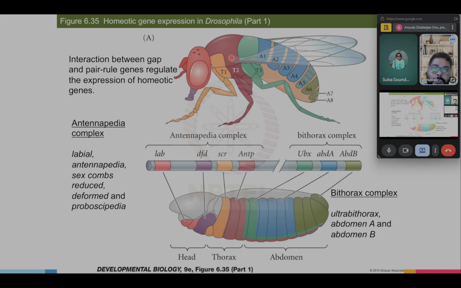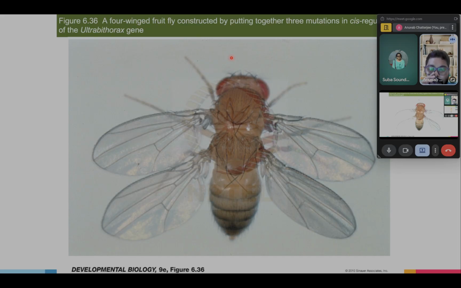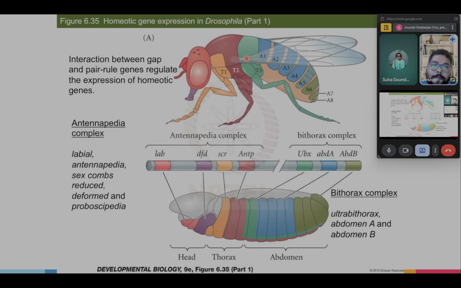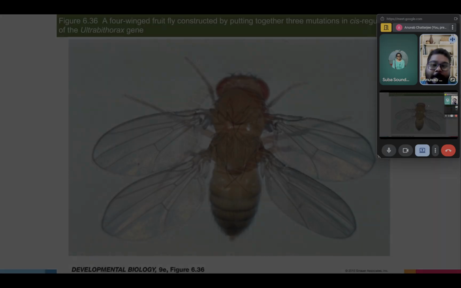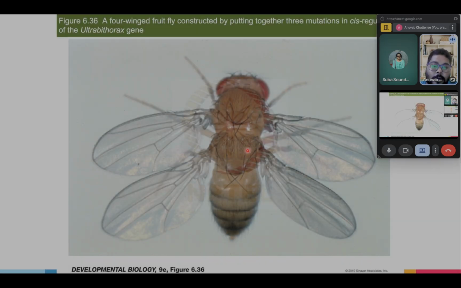This is known as posterior prevalence. So here is the ultrabithorax fly. T2 should have formed a wing and a pair of legs. Now you remove ultrabithorax, T3 goes away. So both the regions look like T2.